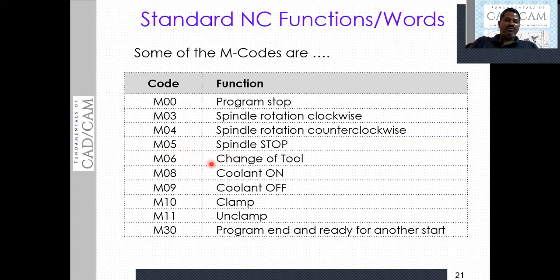Then if you want to change the tool, you can instruct the machine with M06. Then coolant on, coolant off, then clamping and unclamping using M10 and M11. Then if you want to end the program, you are going to use M30. M30 is a miscellaneous function used to stop the program. We are ending the program, then we are stopping the program. These are the different codes.